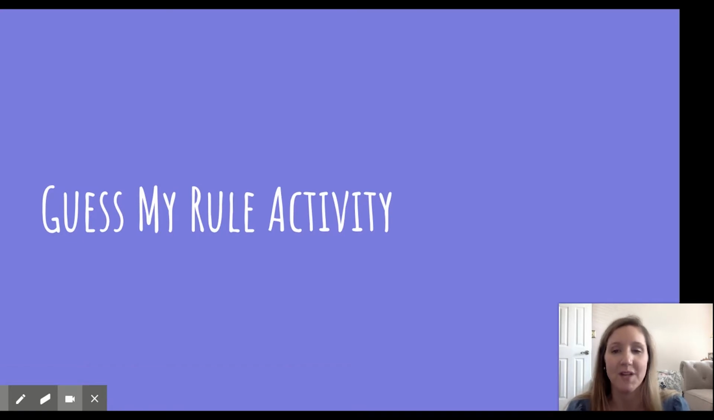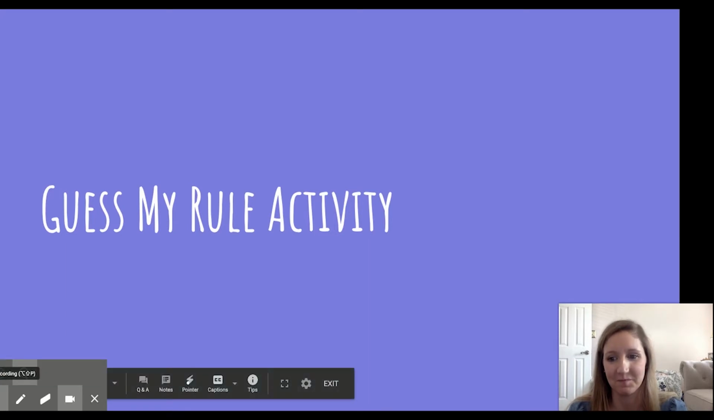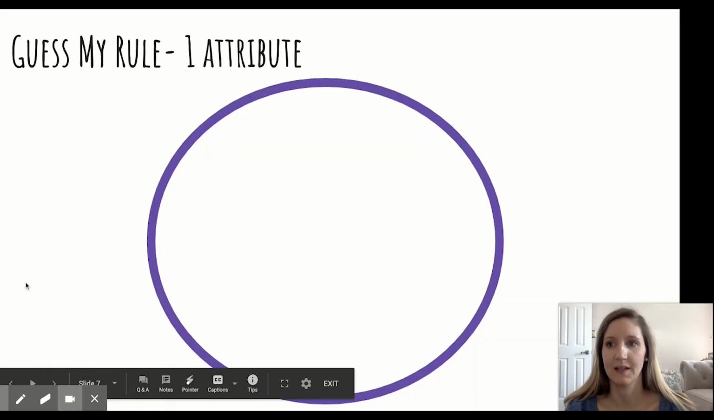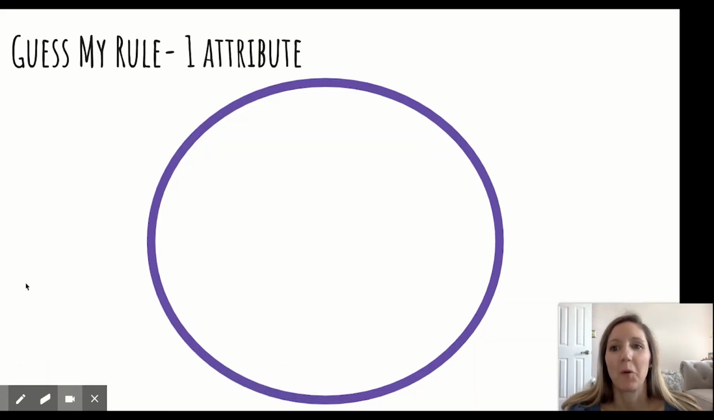Now that we are all warmed up, let's play a new game. This game is called Guess My Rule. And for this game, you will look closely at objects, or in this case, shapes. Then you will think what is the same and different about them to guess my rule. Since this game may be new to you, we're going to begin by playing it by looking for only one common attribute or characteristic first.